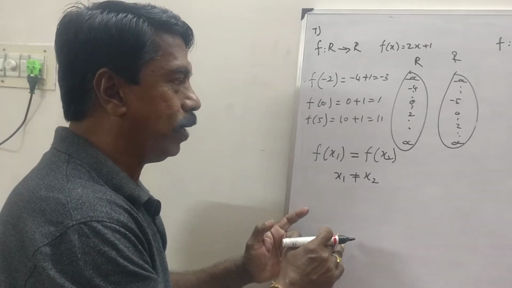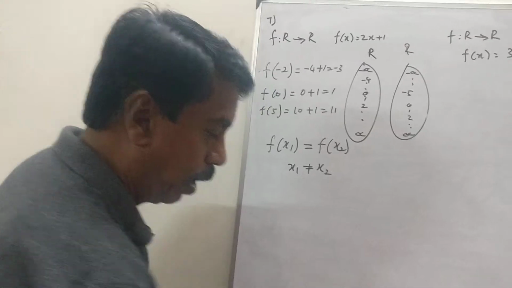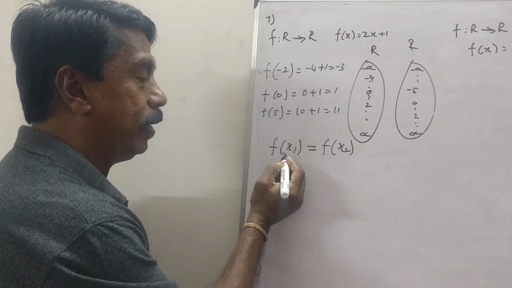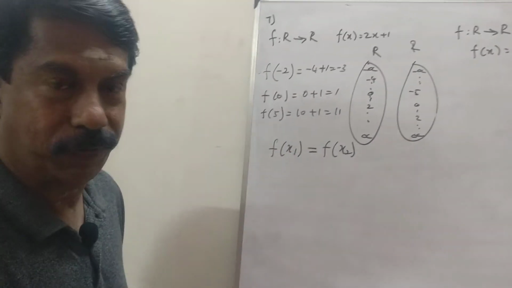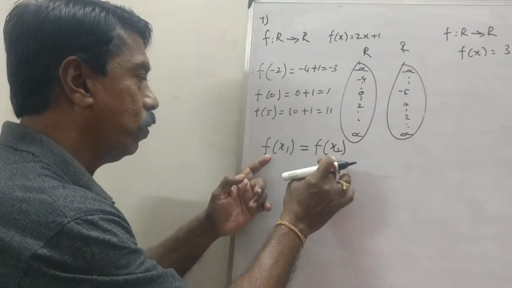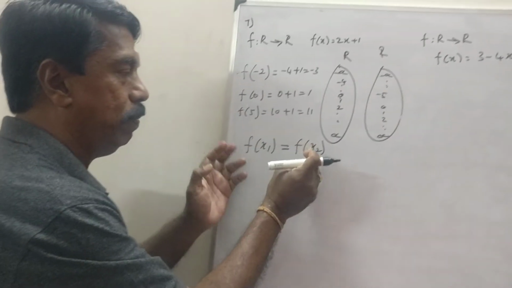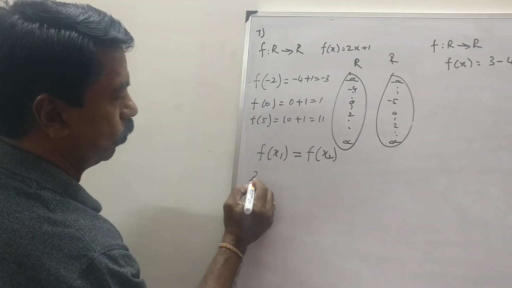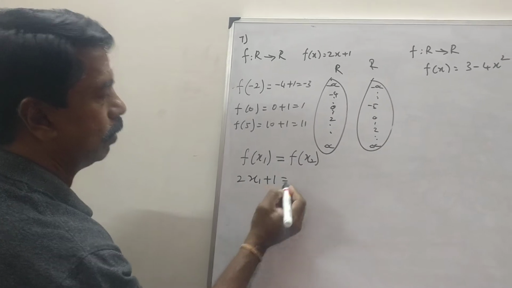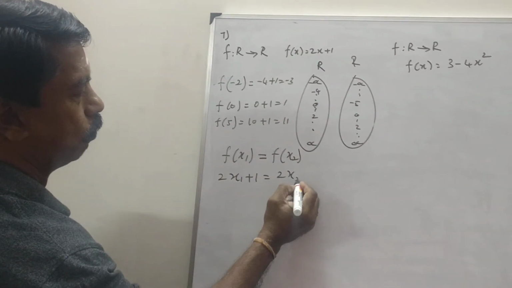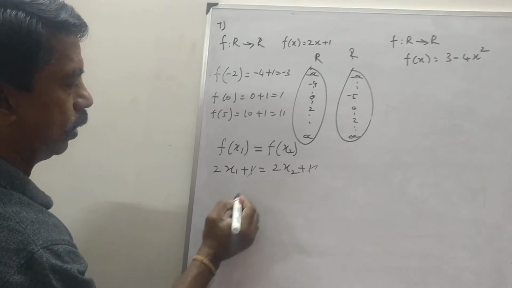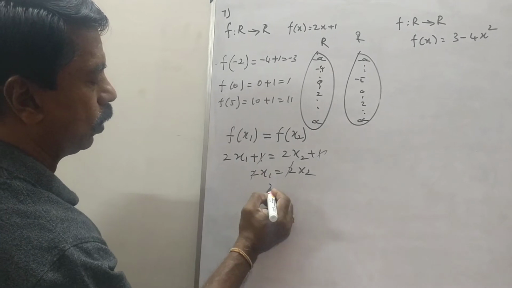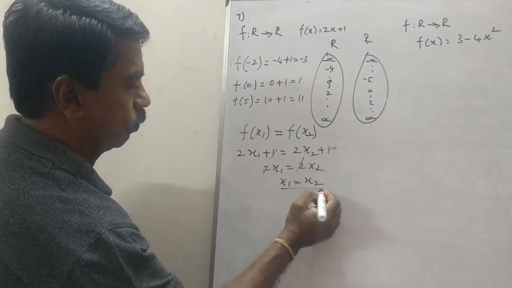So if we want to prove that it is one-to-one, we should prove x1 is equal to x2 by taking f of x1 is equal to f of x2. That is, if you consider two images f of x1 and f of x2 are equal, you substitute here f of x1, you get 2x1 plus 1. You take here 2x2 plus 1. Cancel 1 on both sides, you get 2x1 is equal to 2x2. Cancel 2 on both sides, you get x1 is equal to x2.